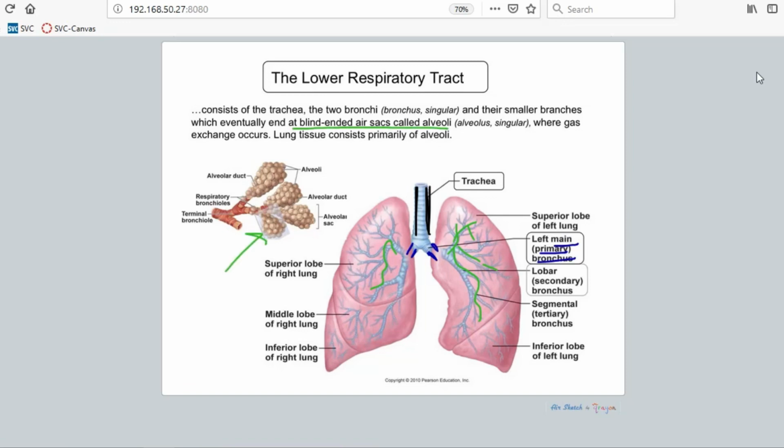So these are the smallest branches right there, and then, like I said, they branch and they give way to these air sacs called alveoli. And this is where gas exchange is going to occur. And lung tissue consists primarily of these alveoli.